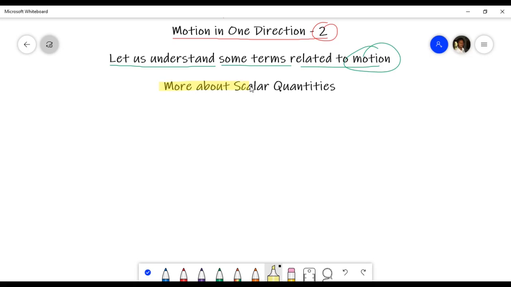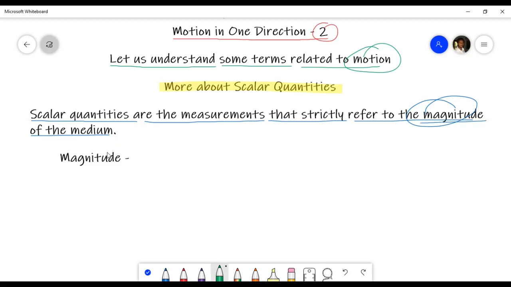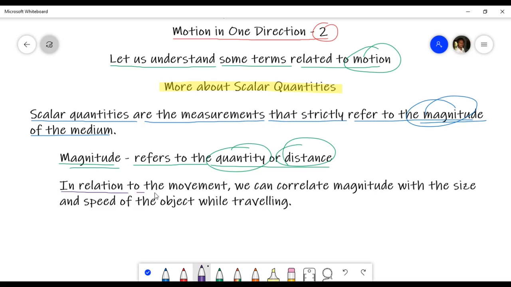Let's see more about scalar quantities. Scalar quantities are measurements that strictly refer to the magnitude of the medium. Let us understand what this magnitude is. Magnitude refers to the quantity or distance in relation to movement. We can correlate magnitude with the size and speed of the object while traveling.